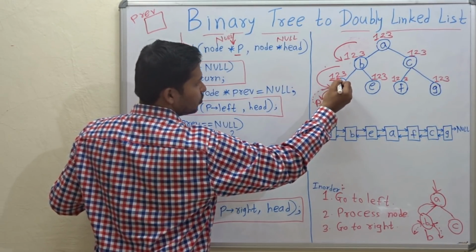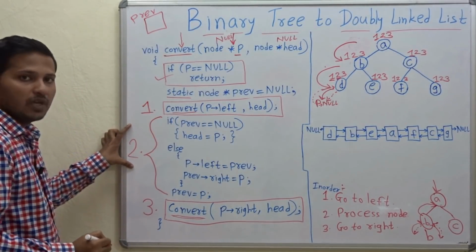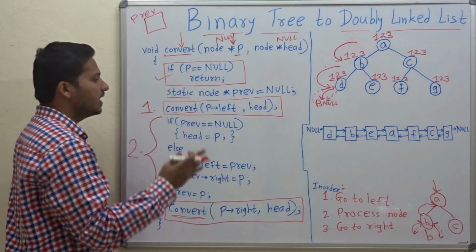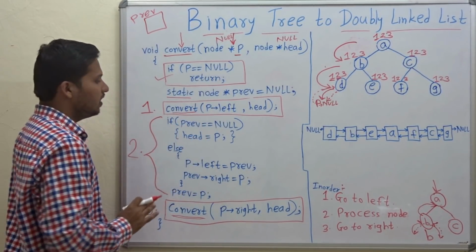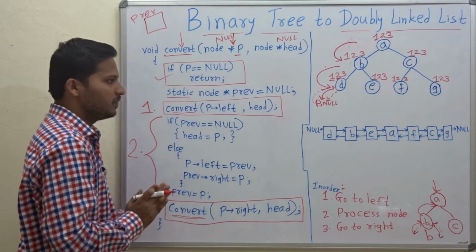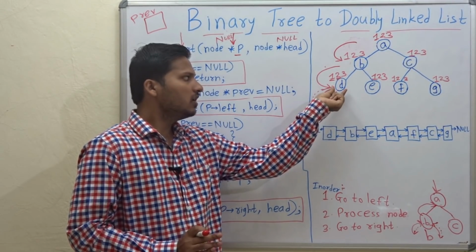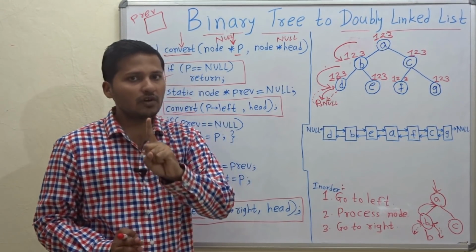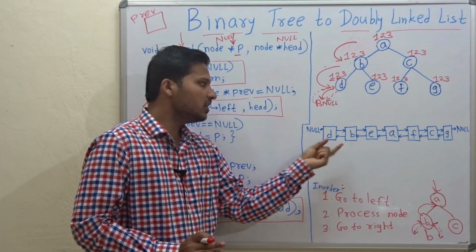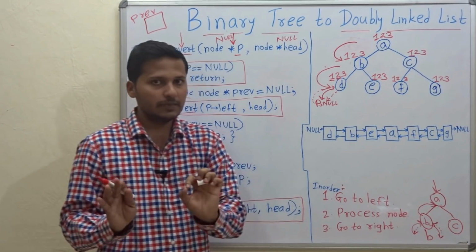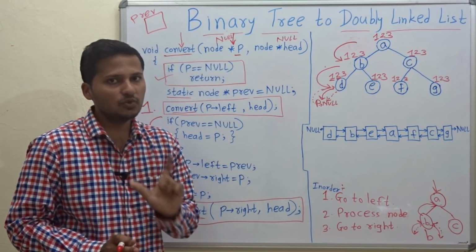So we have to go to the second step, and the second step is processing the node. So let's process that node. See, if previous equal to null, head equal to p. That means this node, the leftmost node, is the first node in the in-order traversal, so that is also the first node in our doubly linked list. And the first node we refer to as the head node.